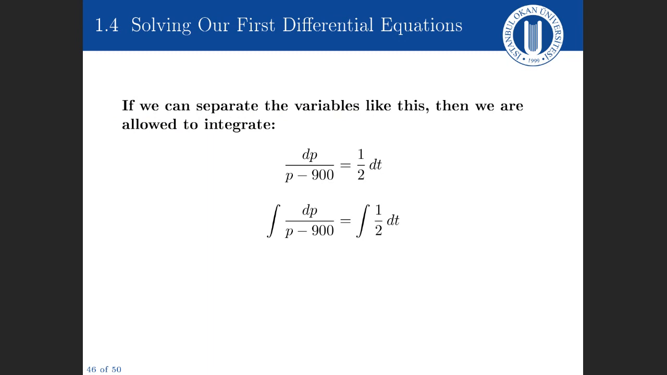We're allowed to integrate this equation. In other words, we're allowed to put an integral sign on the left-hand side and an integral sign on the right-hand side. The integral of dp divided by p minus 900 is equal to the integral of a half dt. The integral of 1 divided by p minus 900 is the natural logarithm of the absolute value of p minus 900. And the integral of a half is t divided by 2. And of course, we need a constant of integration.